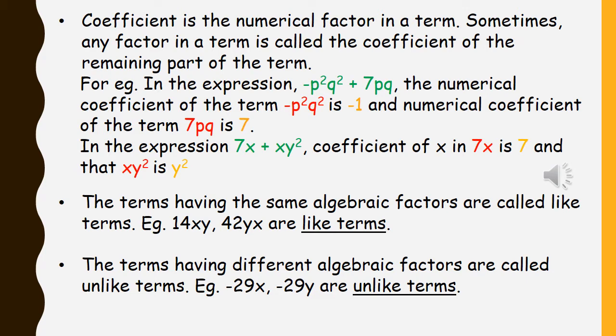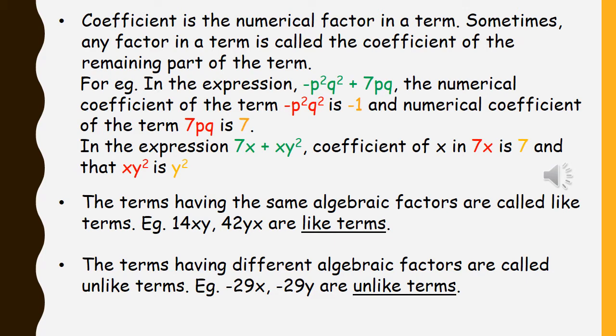Again, in the expression 7x plus xy squared, the coefficient of x is, note down that here we are not talking about numerical coefficient, we are talking about coefficient of x. It is in 7x is 7 and that in xy squared is y squared. That means we have to look for the term which is multiplied with x.